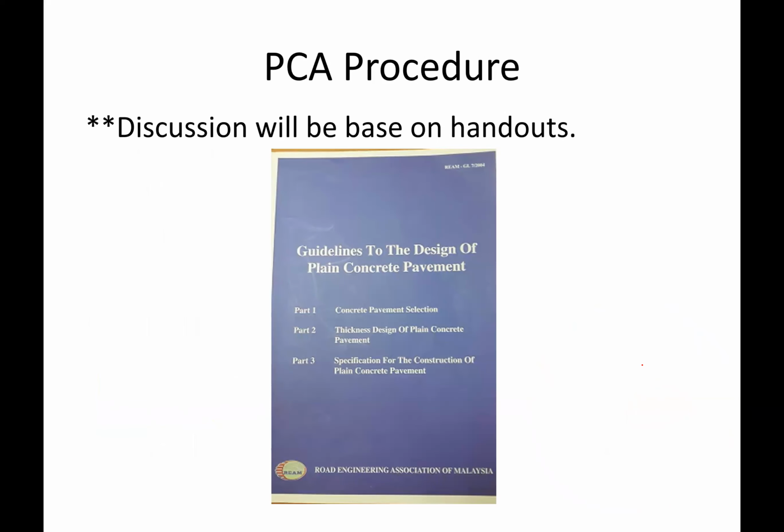Okay, right. So in my discussion, normally I won't go through the slides. I will go through this based on the RIM handouts, the guidelines to the design of plain concrete pavement. Though it's called plain, the design can actually be applied to all types, GRCP, CRCP, JPCP, and so on. I don't know whether I've already uploaded the handouts, which are part of this guideline.